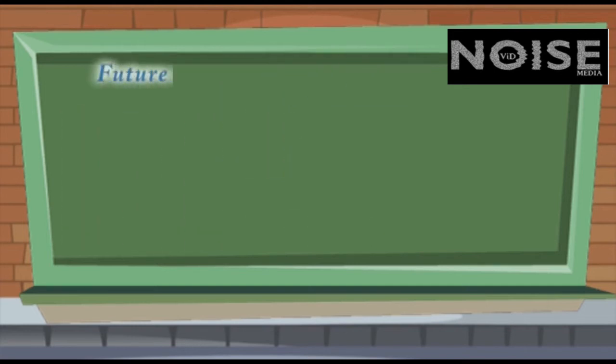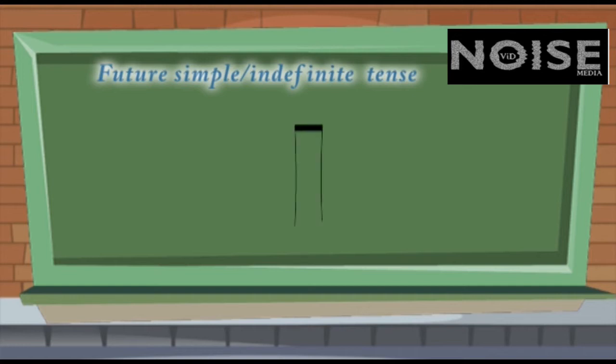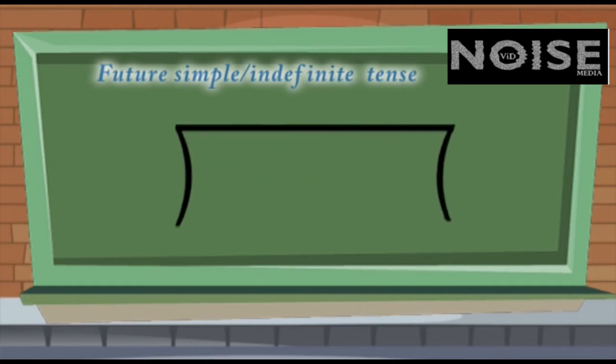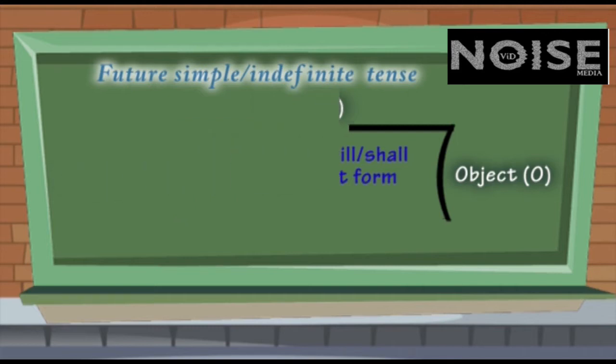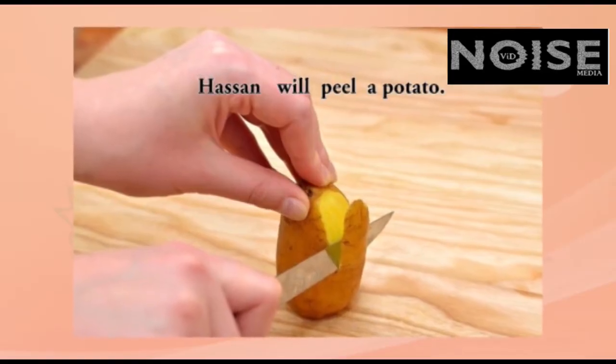First of all, future simple tense or future indefinite tense. Ready? Great. Right then. First, the form: SVO. S means subject. Verb. It is a first form with will or shall, and then object if it is necessary. Examples: Hassan will peel a potato.